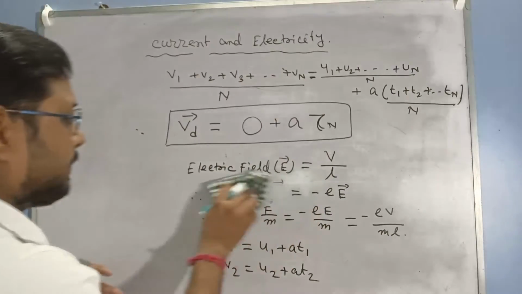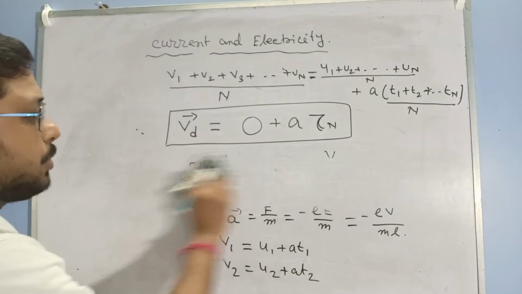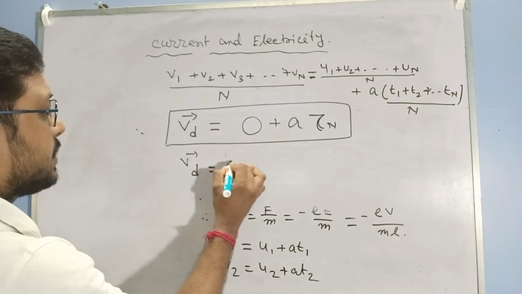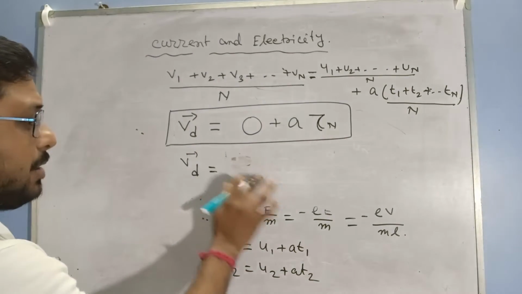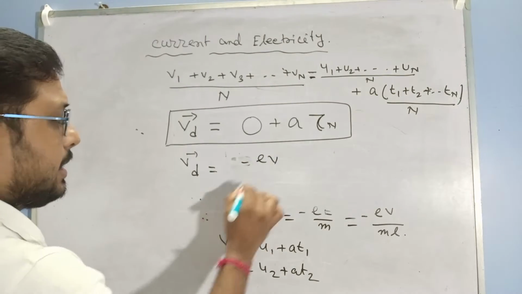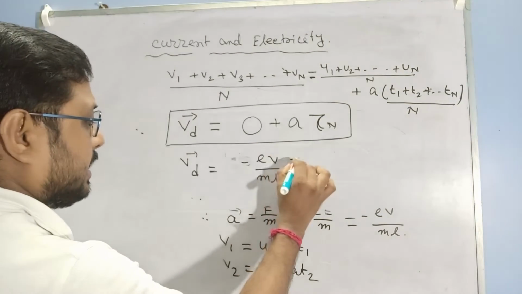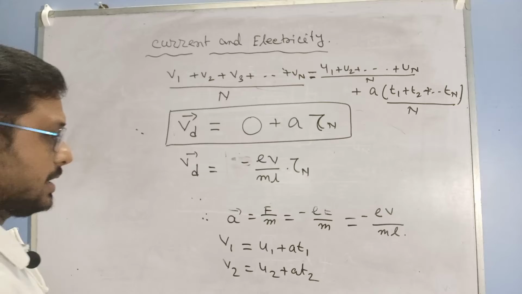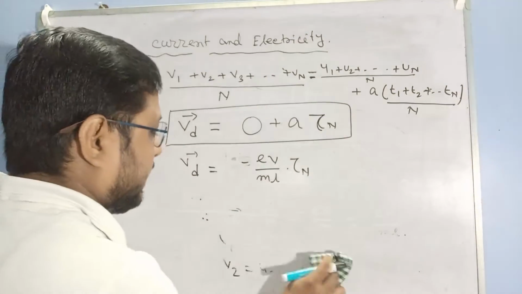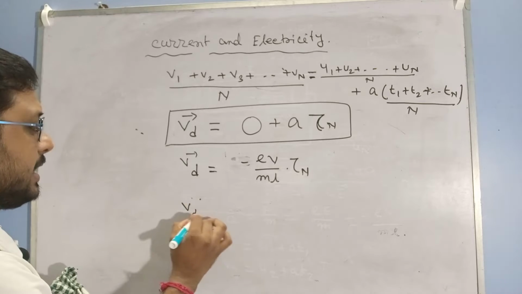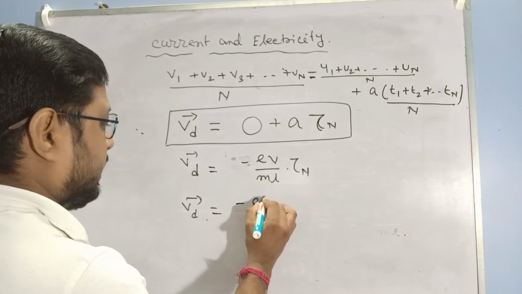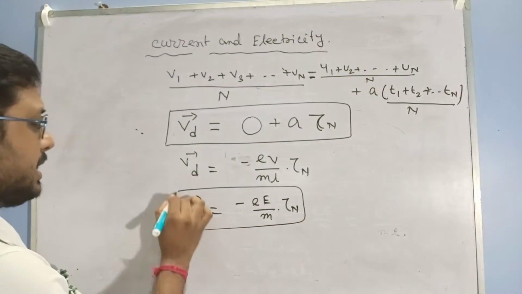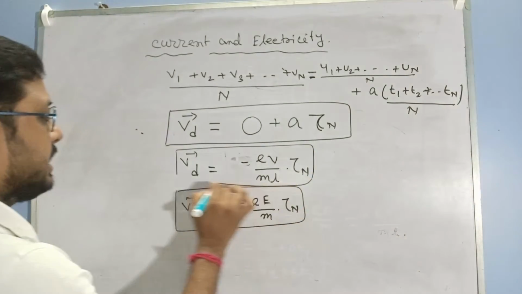What is the value of A? From this, we can put the value of A, that is Vd is equal to, the value of A is minus EV by ml. In terms of electric field, the value of A is EE by m. So Vd equals EE divided by m tau n. This is the equation for drift velocity inside a conductor.